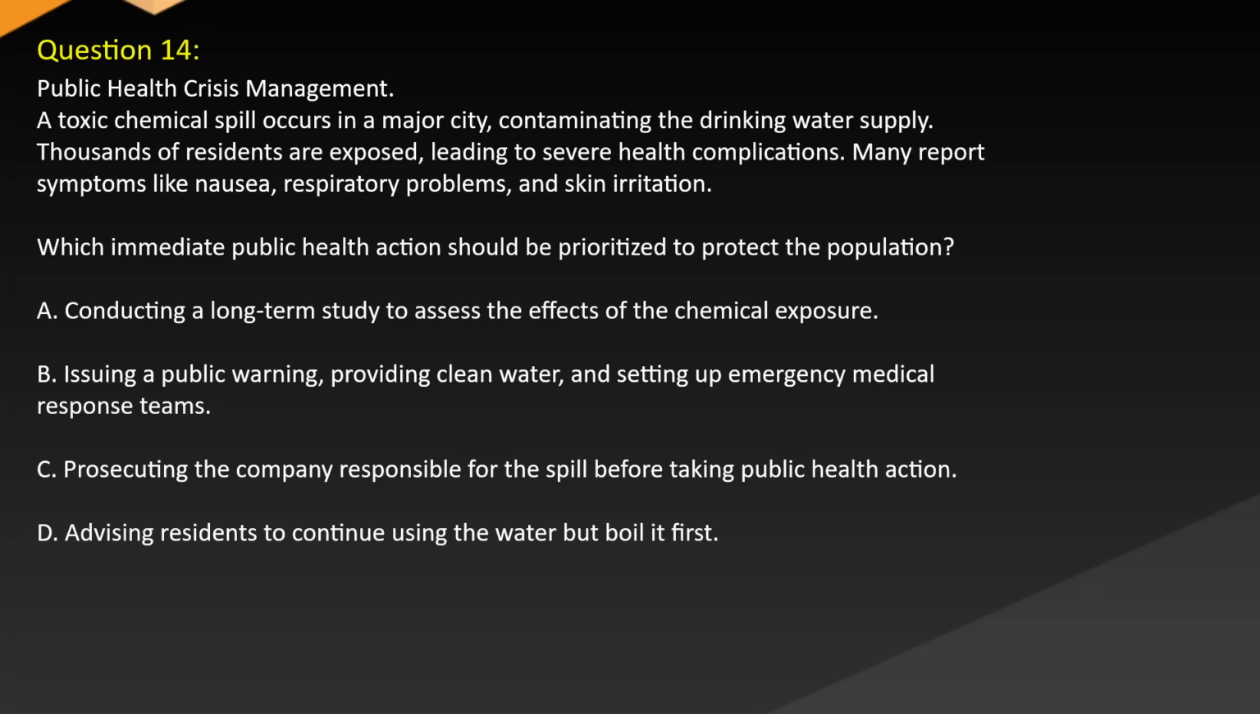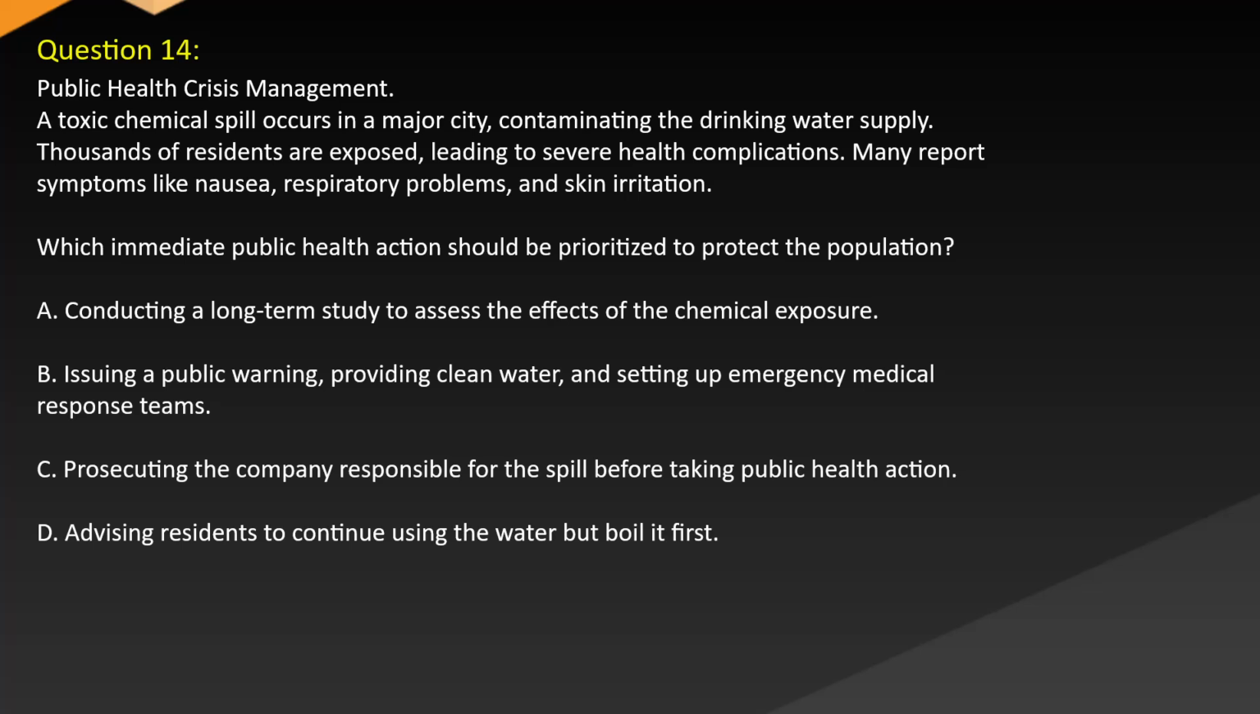Question 14. Public health crisis management. A toxic chemical spill occurs in a major city, contaminating the drinking water supply. Thousands of residents are exposed, leading to severe health complications. Many report symptoms like nausea, respiratory problems, and skin irritation. Which immediate public health action should be prioritized to protect the population?